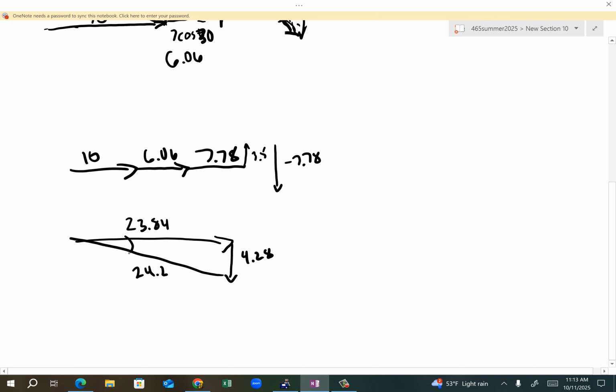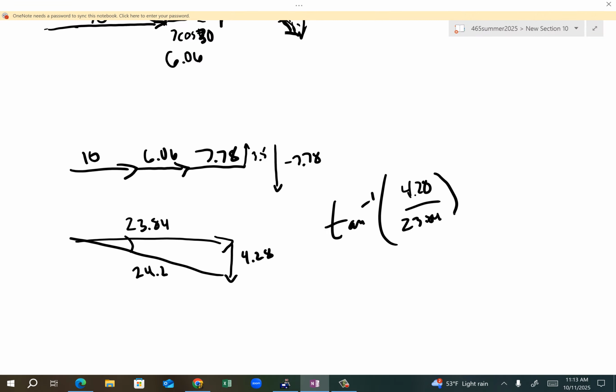Nice, that's hot. How do I find an angle? Arctan of 4.28 over 23.84, right? Or you can do other things too. I typically do arctangent, but you obviously could do arcsine or cosine, since you know everybody here. 4.28 divided by 23.84 gives 10.177 degrees. Yay, and the crowd goes wild.